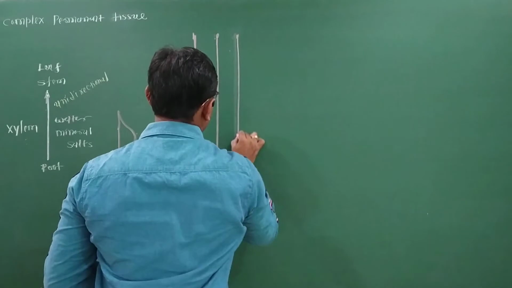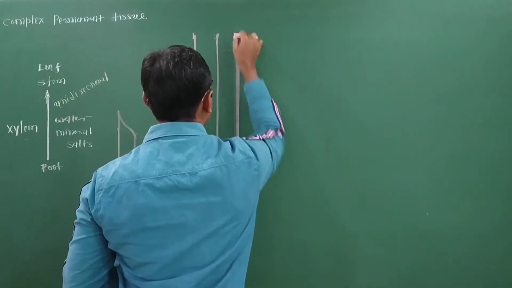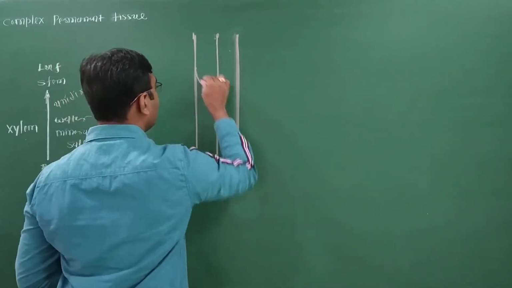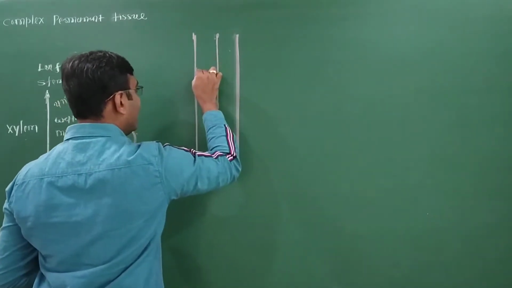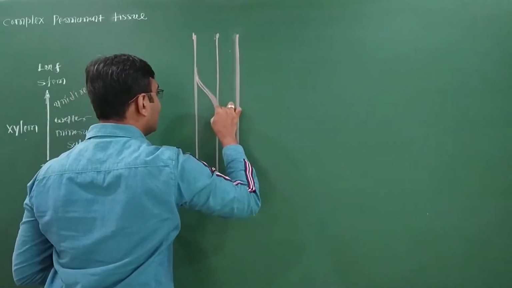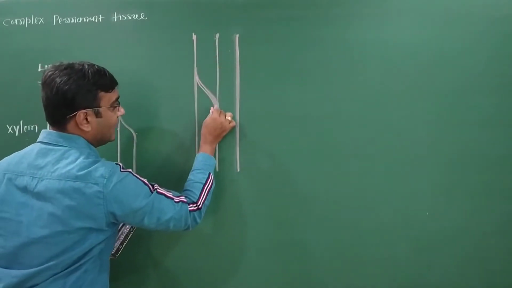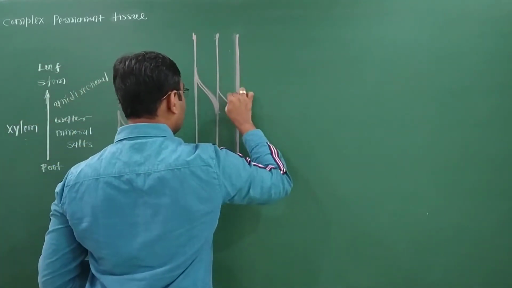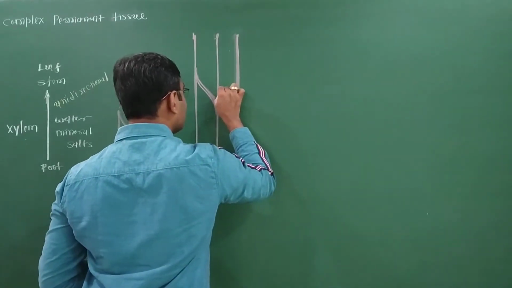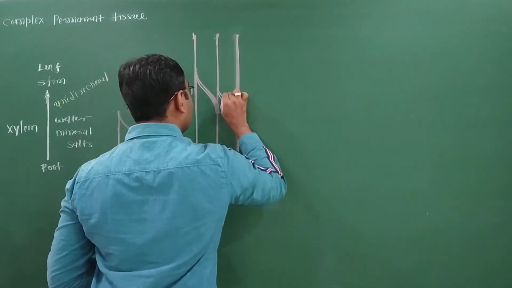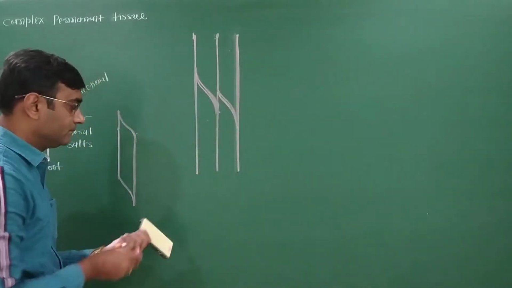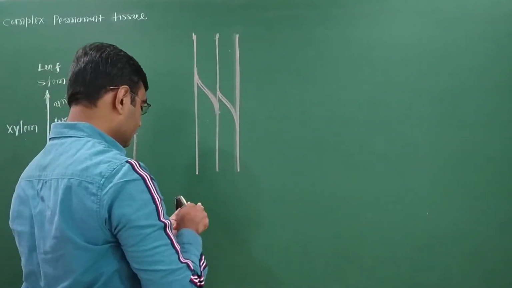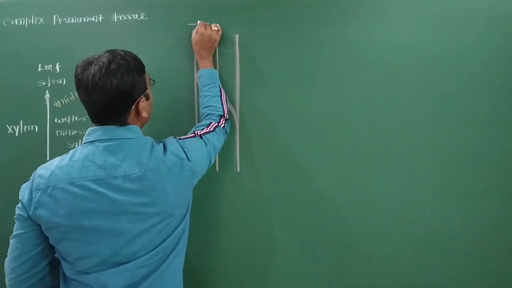This is their primary cell wall made up of cellulose. This is the ending of one trachea, and this is the beginning of another trachea. Two trachea, and this is their common wall. This is one trachea, this is the second trachea, and this is their common wall. So we are drawing four tracheids in two rows. What is this structure? Tracheids.